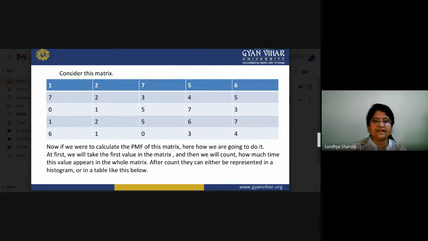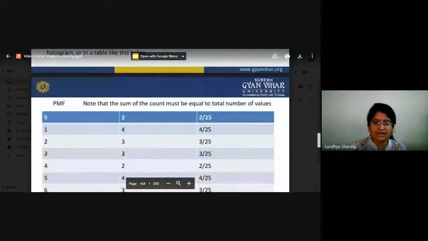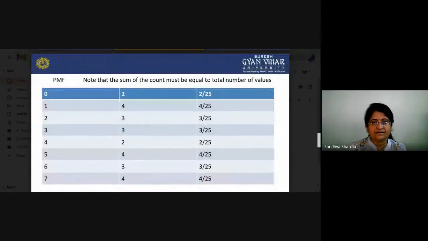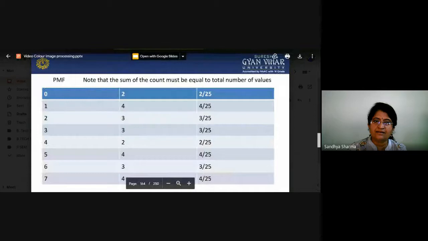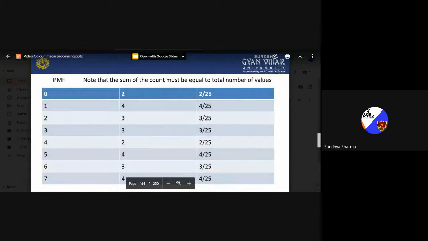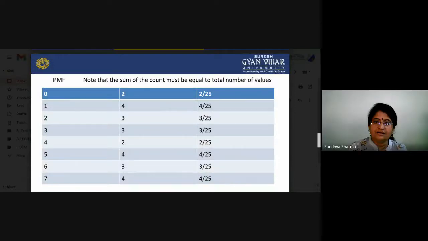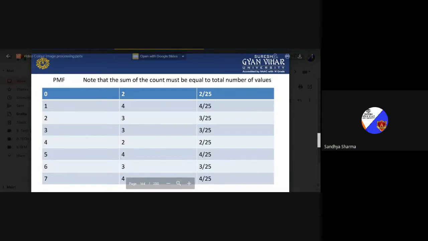First we will take the first value in the matrix, and then we will count how many times this value appears in the whole matrix. After counting, the results can be represented either in a histogram or in a table like the one given. Note that the sum of the counts must be equal to the total number of values. So if we are given 25 in total, the counts are 2, 4, 4 by 25, 3 by 25, again 3 by 25.